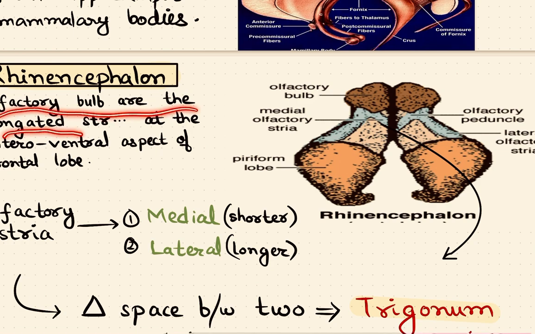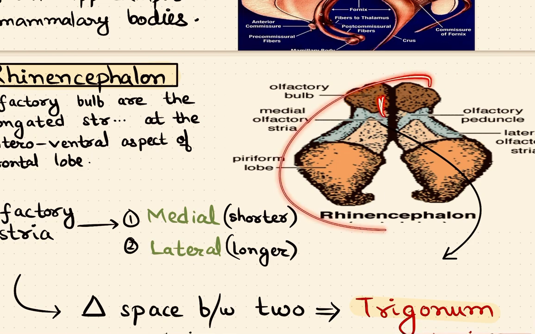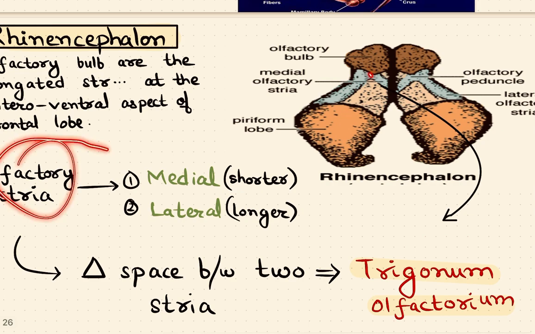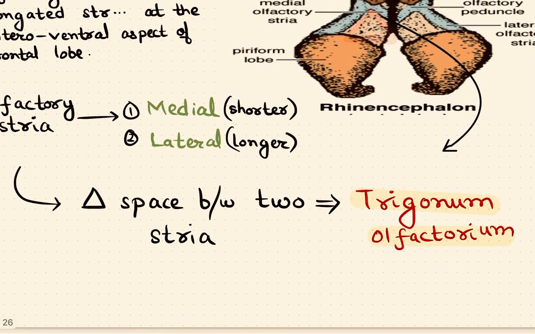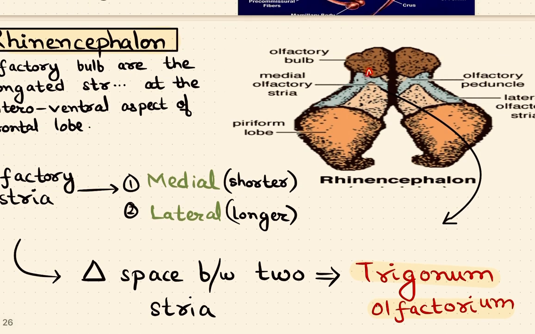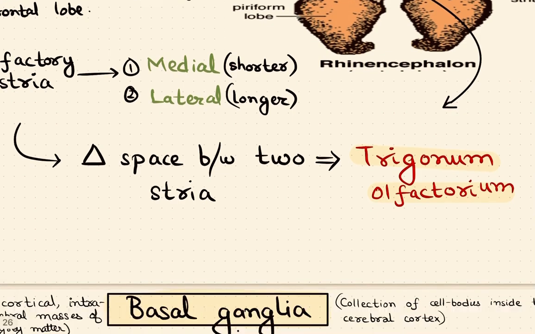Olfactory bulbs are elongated structures, as you can see in the anterior ventral part. This is the ventral part of the brain, towards the ground, and it is the anterior part where you can find this. Now these olfactory stria, this one is towards the medial end, and this would be the lateral one, which is a little longer than the medial one. Now this triangular surface which gets formed here is the trigonum olfactorium. So if the teacher asks you in practicals where the trigonum olfactorium is, you will show the region between the two olfactory stria. What are these two olfactory stria? Medial olfactory stria and lateral olfactory stria.